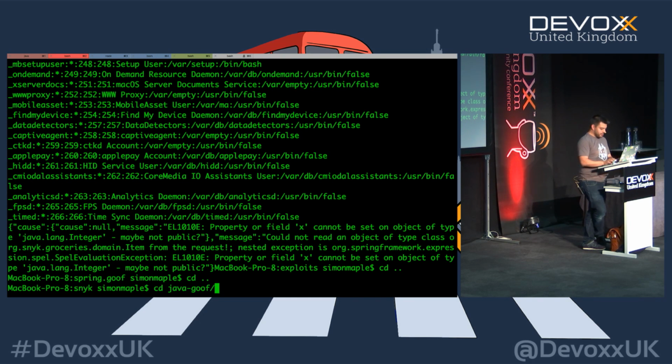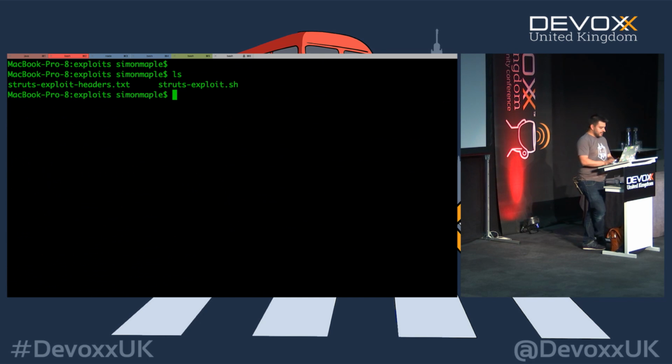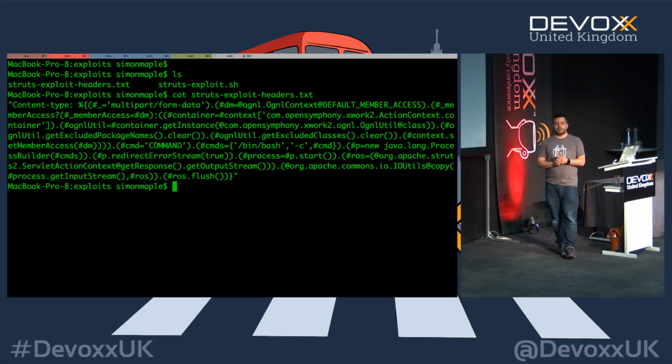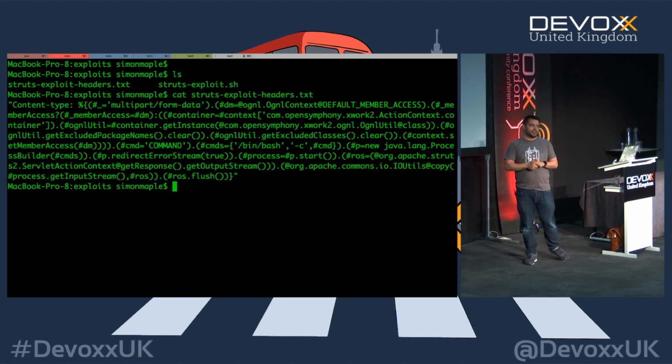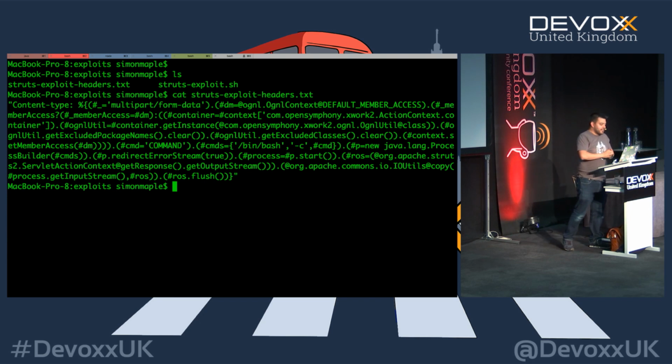I'm going to go into my Java goof. I'm going to go into my exploits, and here, if I show you the Struts exploit, this is a slightly more complex combination of commands, but what this is essentially doing is causing an error to occur, going down a specific error path in Struts, whereby when Struts tries to get information about the error and about the exception, it actually invokes our code. And in our code at that point, we can run whatever we want.